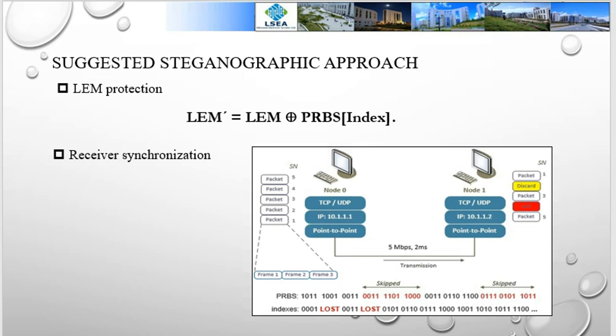In a lossy transmission channel, a certain packet may be lost, and the receiver may become uncertain as to which portion of the pseudo-random sequence should be used. For that reason, we use a mechanism to synchronize the receiver. We create another covert channel, and we send the sequence number of the packets in this covert channel.